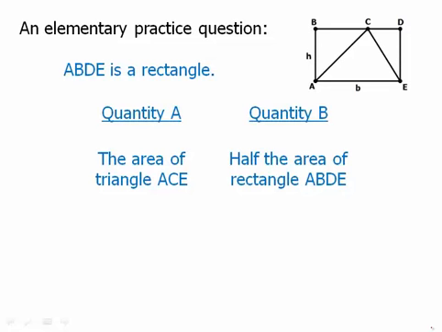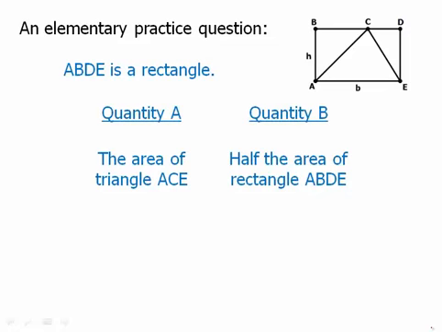So here we're told that ABDE is a rectangle. And we want to compare the area of the triangle ACE to half the area of the rectangle. Well, let's think about this. I'm going to be reminding you of some geometry formulas. If this is unfamiliar, don't worry. We'll have a whole module on geometry coming up later. You don't need to have this memorized inside out right now. Just kind of a reminder.